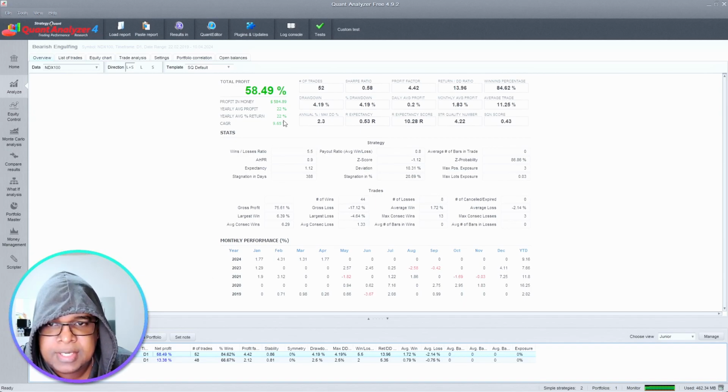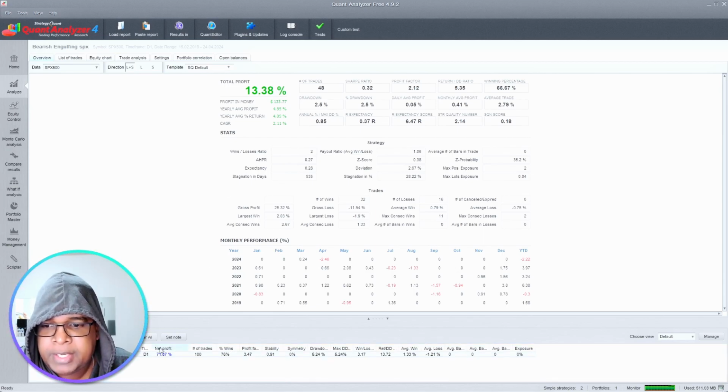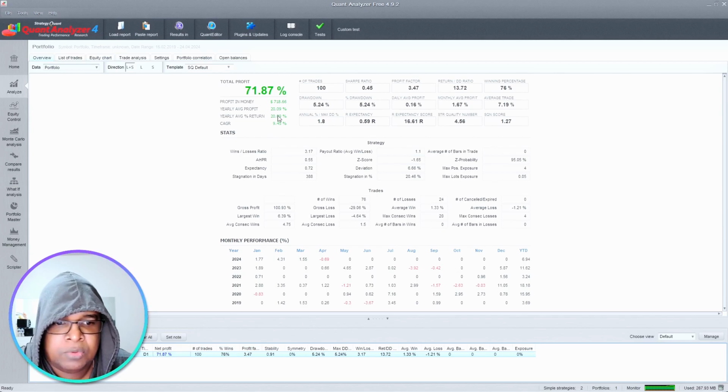So this is the NASDAQ for the last 5 years. And if we look at the S&P, the returns were less, right? Only 13%. But if we combine them into a portfolio, you could see over that period of time, we were doing above 10% a year, which is not bad to have an additional 10% increase on your account, just for a couple of trades a month.